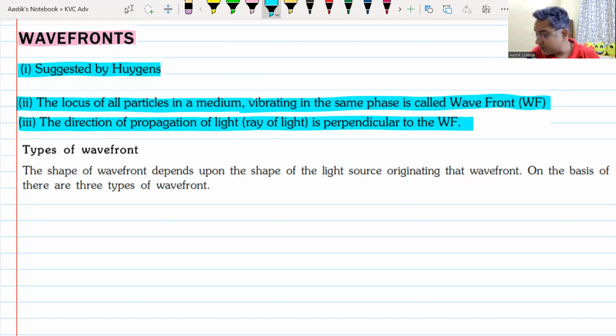Now, talking about the types of wavefront we will encounter, we may encounter three types of wavefronts. Any idea what are the three types of wavefronts that we may encounter?